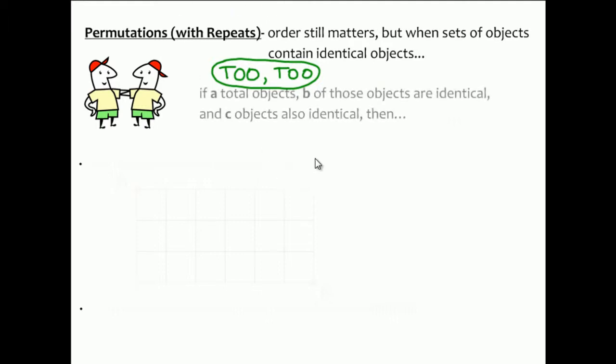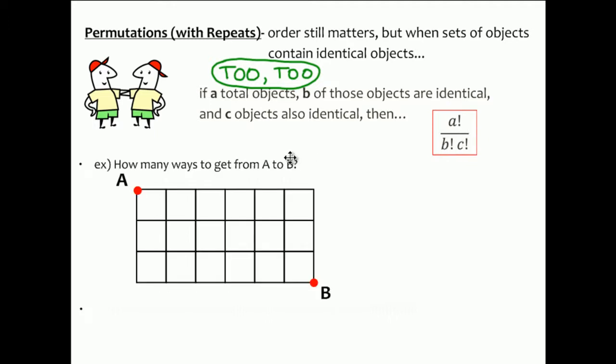So if we have a set of objects, A in total, and a subset of them, B, repeats, and another subset, C, repeats, then to figure out the number of ways you can arrange them that are unique, you take the total number of objects, do the factorial of that number, and then divide by the factorial of each repeating object. Let's have a look at this example.